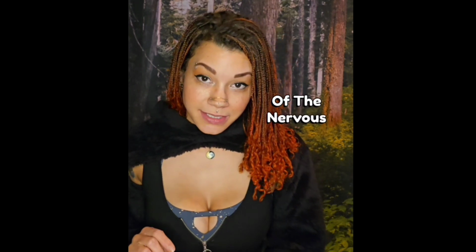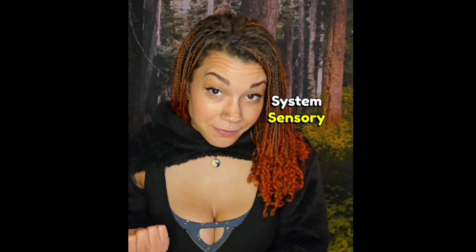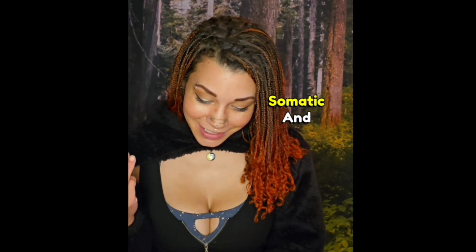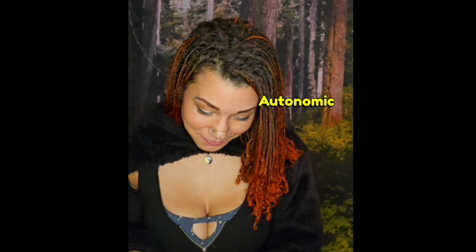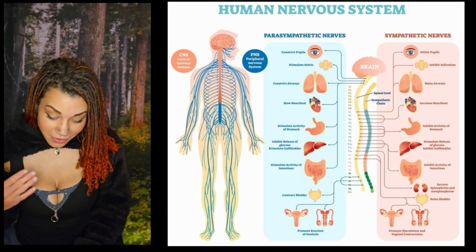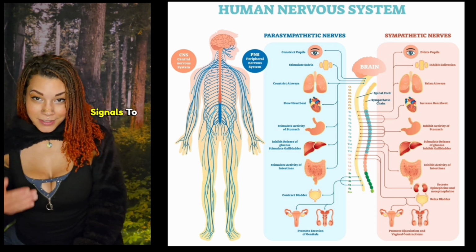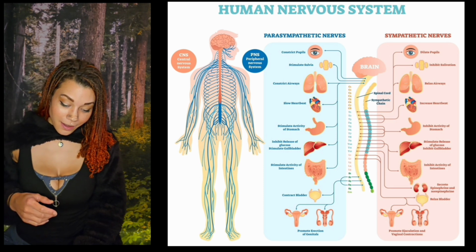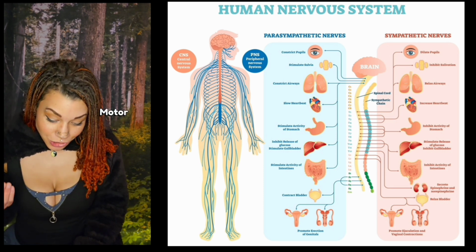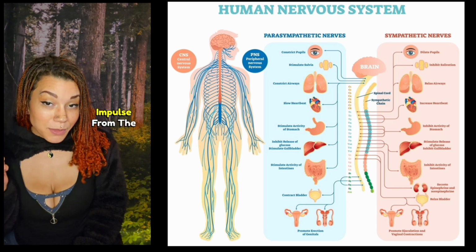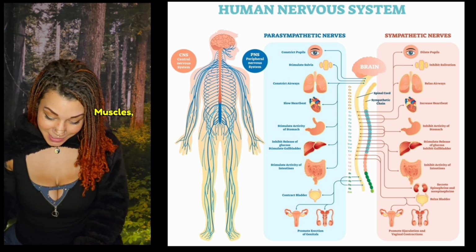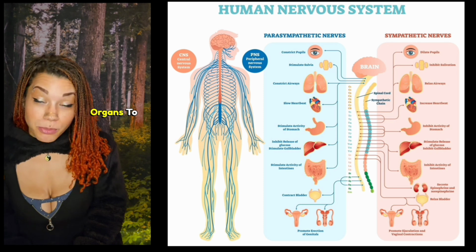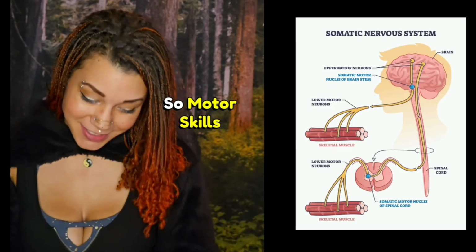4 functions of the nervous system: sensory, motor, somatic, and autonomic. Sensory. The body sends signals to the brain using CNS. Motor. Transfers impulse from the brain to the muscles, glands, and organs to promote action. So motor skills.